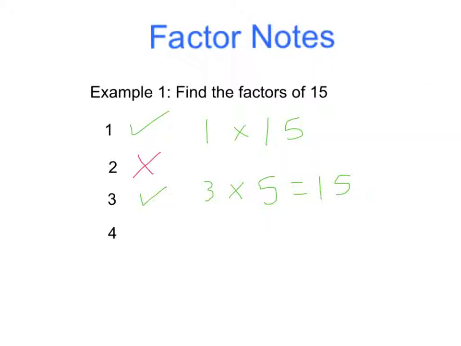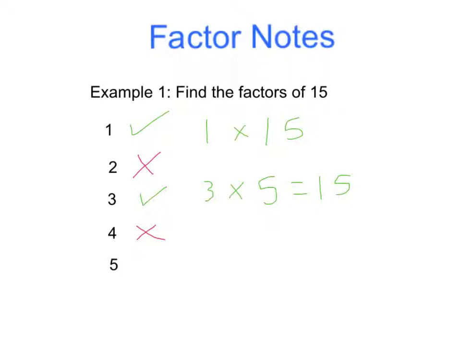Our next number to test is 4. Well, if we think of the divisibility rule for 4, it was the last 2 digits of the number we needed to look at. So 15, we have to figure out if it's divisible by 4. Well, you can't divide 15 into 4 evenly, so it's not divisible by 4. So 4 is not a factor of 15.